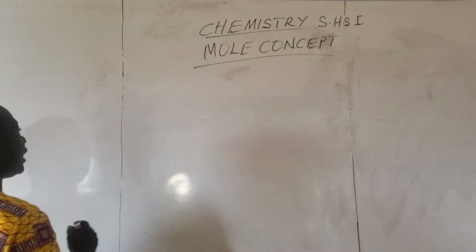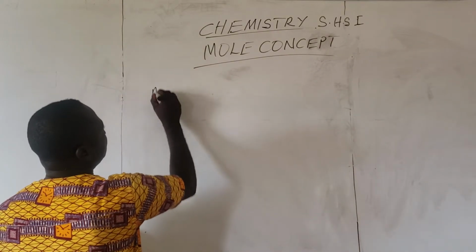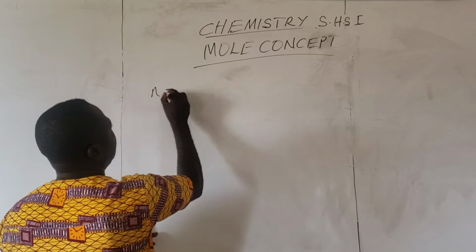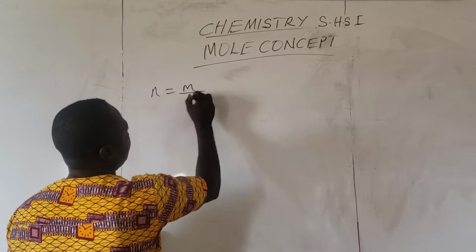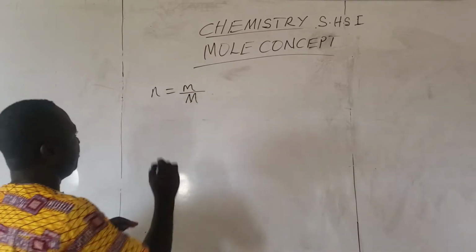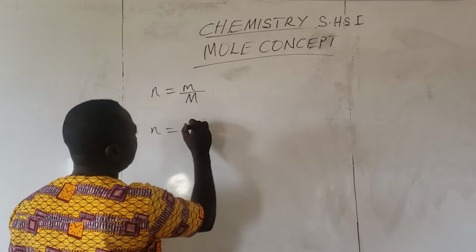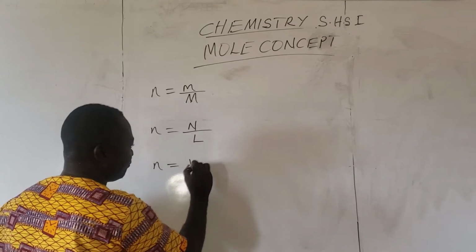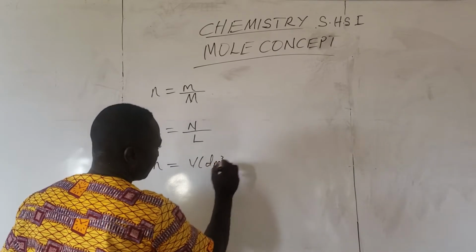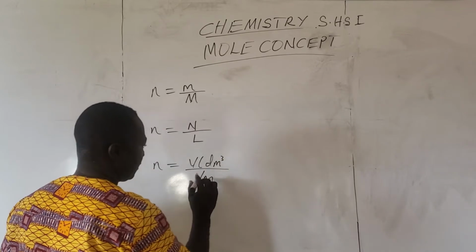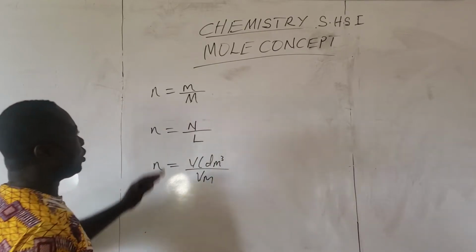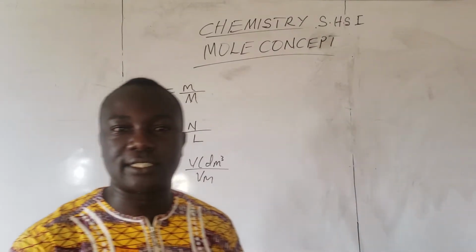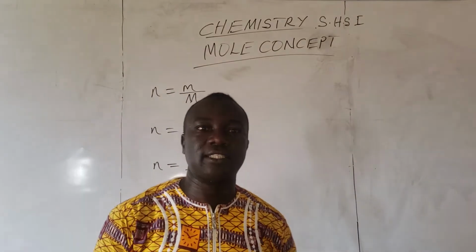Fine. The first thing that you should notice, we have so many formulas to do the calculation. The mole can be calculated as n is equal to small m over big M. We can also have small n is equal to big N over L. We can also have n is equal to V in decimeter cube over Vm. So these three formulas are what today we want to run through for you to understand how you can solve questions on it and so many things.